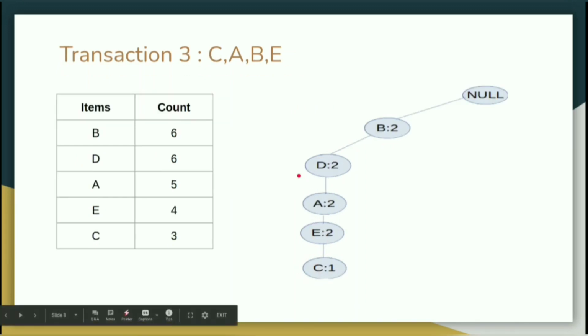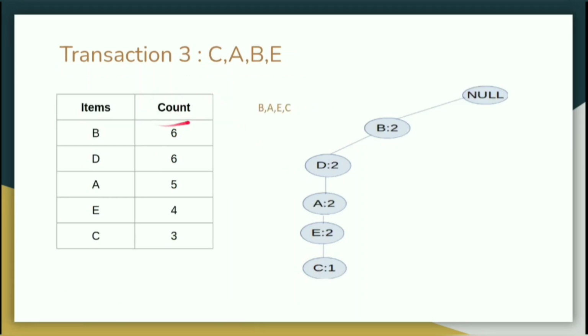Similarly for transaction 3, after sorting it will be B, A, E, C. Then again check that B is already present as a child of the root node, yes it is present, but A is not present as a child of this node B. So we will create a node containing item A as a child of node B. So we will get B, A, E, C. Similarly, A was not having any child named E, and E was not having any child named C, so we have created those and updated the count of B. Similarly, move on to the next transaction. Before moving, it also creates the pointers.